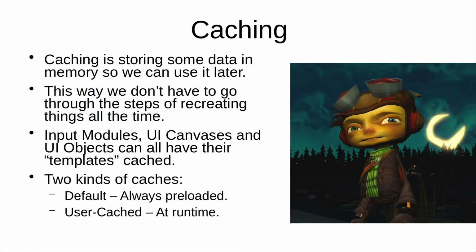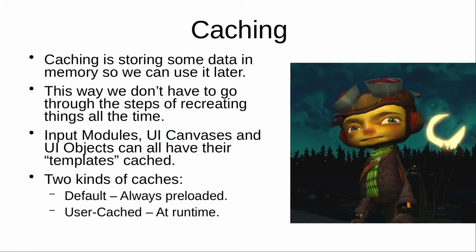Part 6. Other design notes. Caching. Caching is storing some data in memory so we can use it later. So basically, let's say I make an input module for checking menus, and we're going to use this input module a lot. We don't want to instantiate a new version of the input module every single time when it does the same function every single time that we call it. We should just have it so that it can reference that same input module over and over again without having to recreate it. That's what caching is. This way, we don't have to go through the steps of recreating things all the time. That's really annoying. Input modules, UI canvases, and UI objects can all have their templates cached.